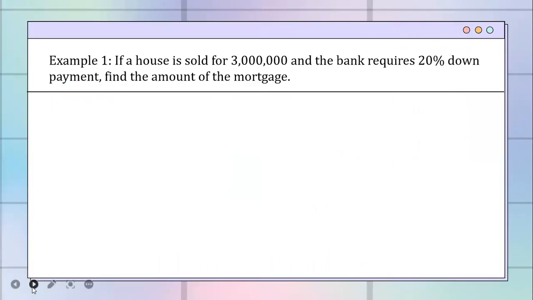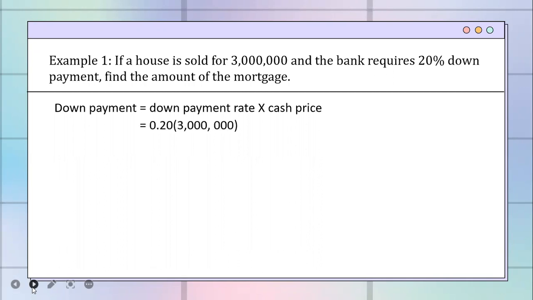So this will be our first example. If a house is sold for 3 million and the bank requires 20% down payment, find the amount of the mortgage. So let us first find our down payment. In finding the down payment, our formula will be down payment rate times cash price. Our down payment rate is 20%. So if you convert it, it will be 0.20 times 3 million, which is our cash price. So in solving that, you'll get 600,000.